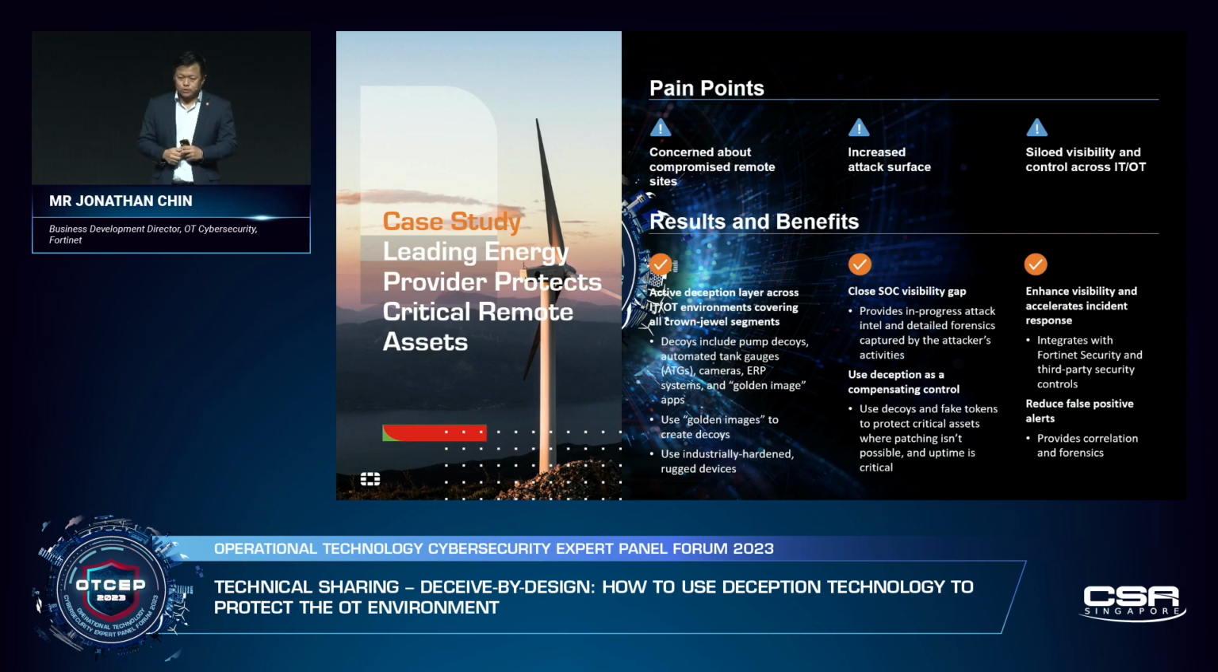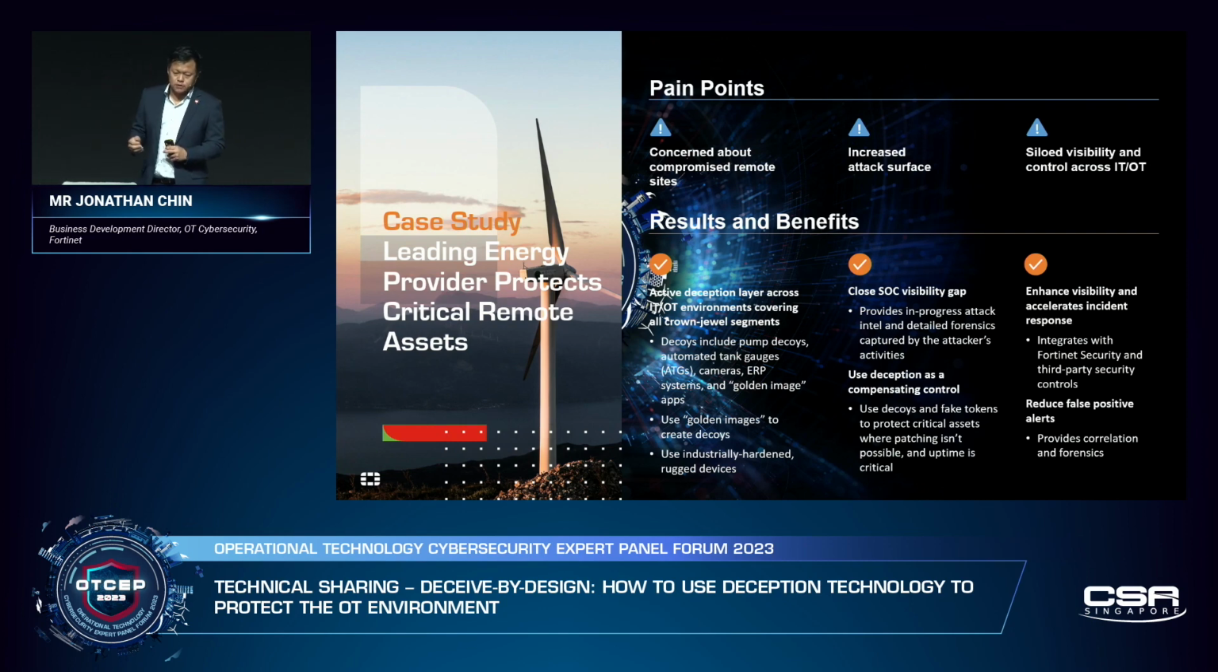Another result was that they could close the SOC visibility gap. It provides in-progress attack intel and detailed forensics captured from the attacker's activities, which gave them a lot of information. The next point is using deception as a compensatory control. With the same idea, they used decoys and fake tokens to protect critical assets when you can't patch. It gives you a deception layer where you can secure the systems and maintain uptime.